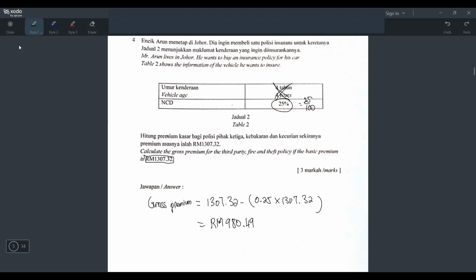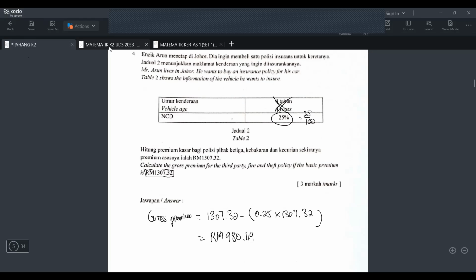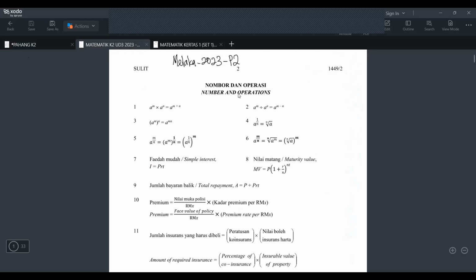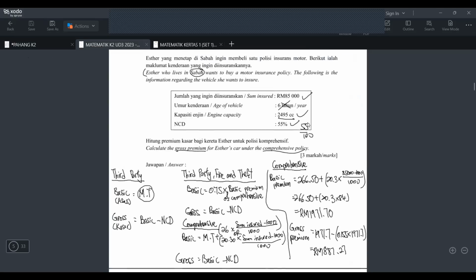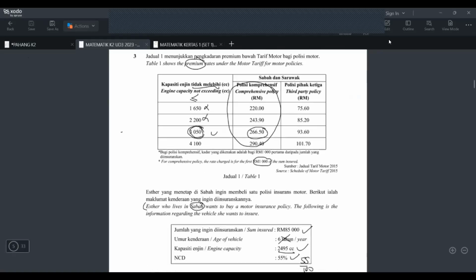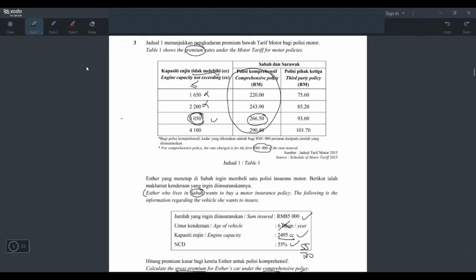Before I continue with question 5, I want to show you my motor insurance nota. This is the Malacca paper, because Malacca also got one motor insurance question. I really recommend you do this paper and then watch my video, watch the explanation, if you are weak at motor insurance.